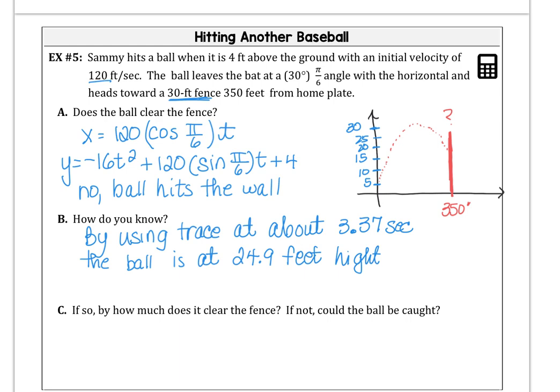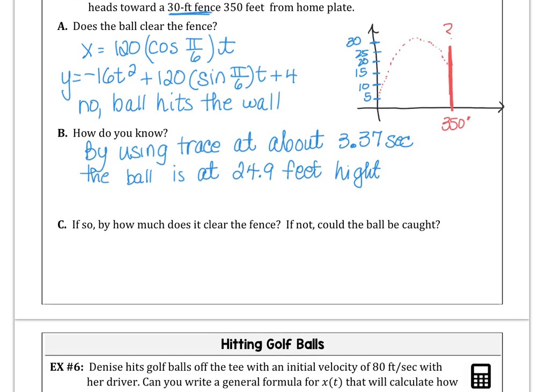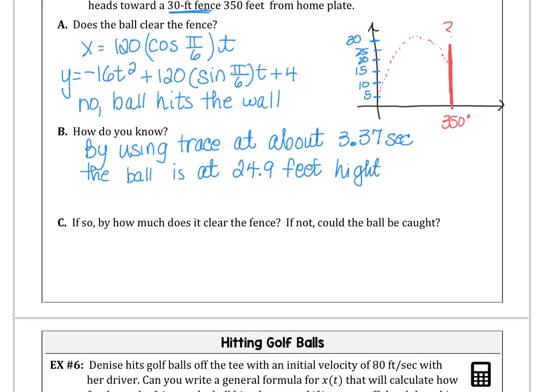And part C, if so, by how much does it clear the fence? If not, could the ball be caught? So what I did was I set my window from 0 to 10, going up in steps of 0.13. I set my x-axis from 0 to 400, and my y-axis from 0 to 100. So if you want to follow along on your calculator, that's how I determined I would hit the ball.